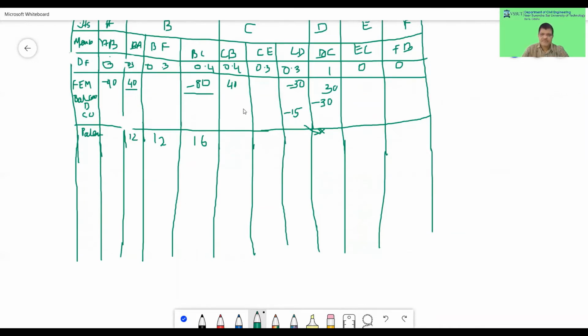Just calculate it. Come to see here, what is the moment? Here it is 40. So here the moment is 40. Here the moment is minus 30. And we have also carried over the moment of minus 50. So these are the moments available at the joint C. So now what is the value? It is minus 45 plus 40, so it is minus 5.